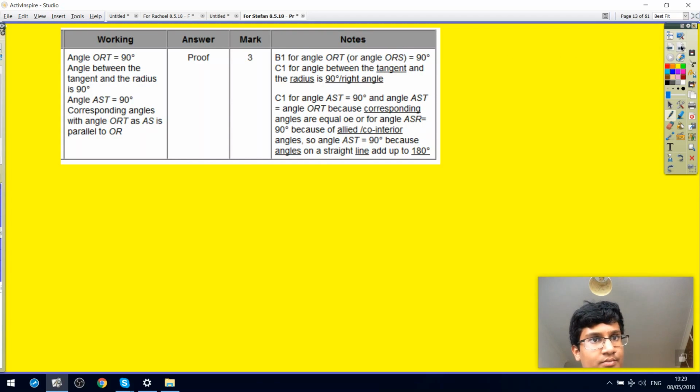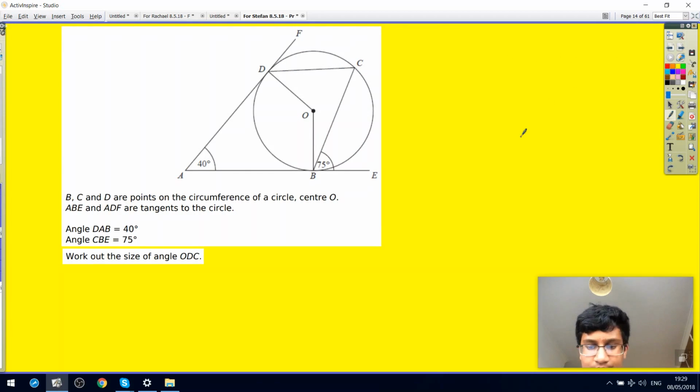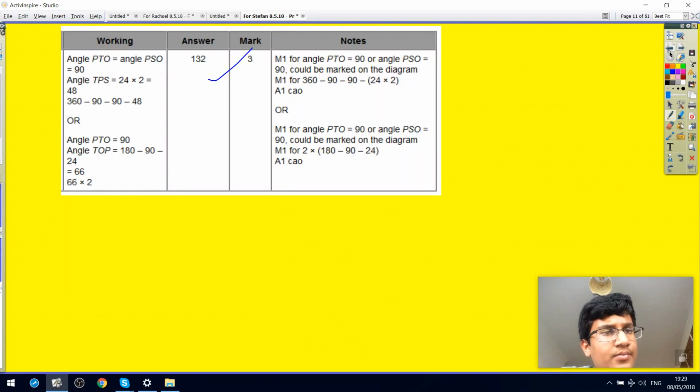Okay, how about this one? So B, C, and D are points. So O, D, C. Well, we know that there are two tangents there, and then if we divide the kite shape in half, we could do that. Maybe I'll just do something quick. Hang on. If we just go back a second.